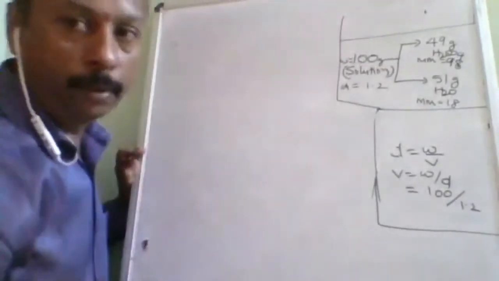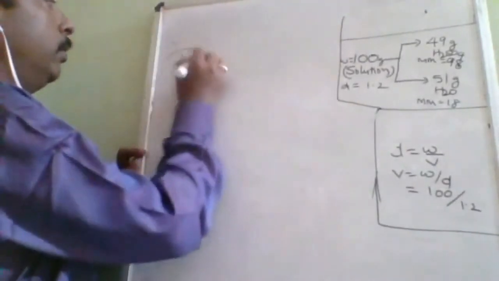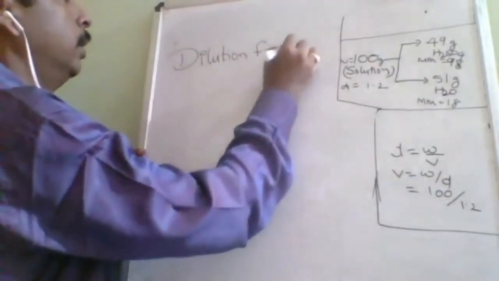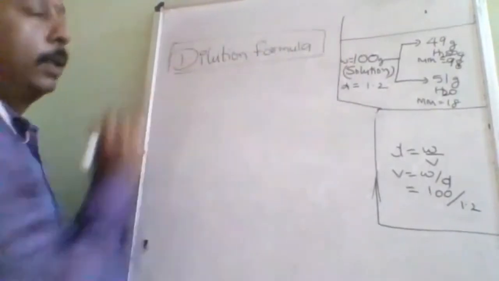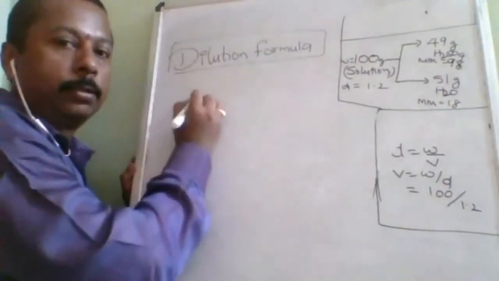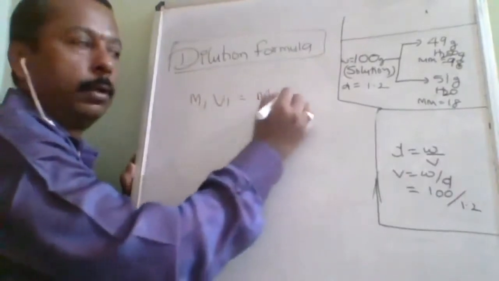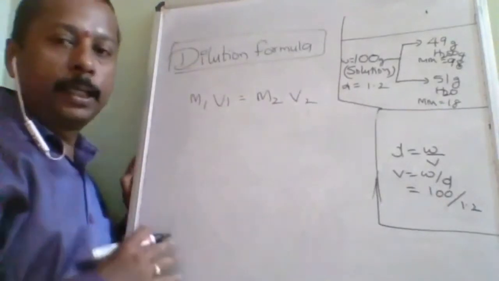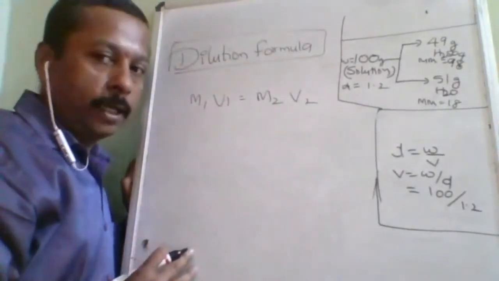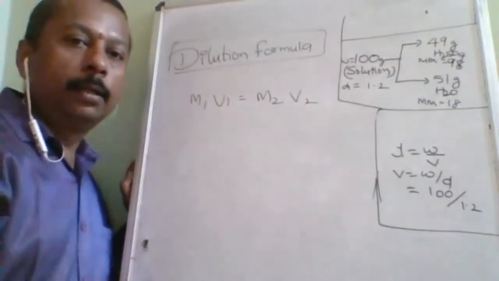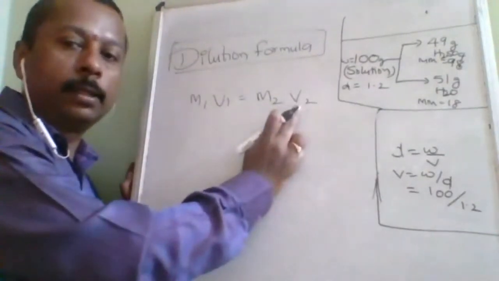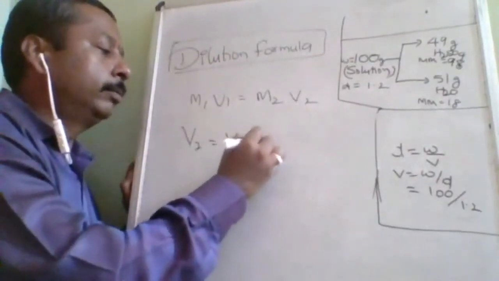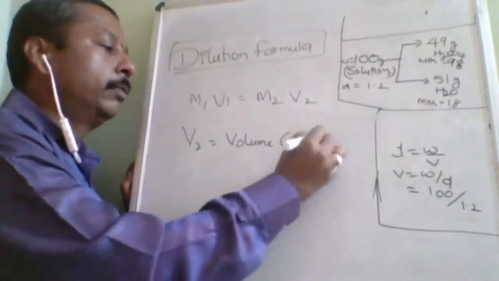Now, the dilution formula. What is the next formula? Dilution formula is used when the same solution is there and only water or solvent is added. The formula is M1V1 is equal to M2V2. There is a problem with students when they are asked how much water to be added: they give V2 as the answer. You have to be very careful. V2 is the final volume, not the water.